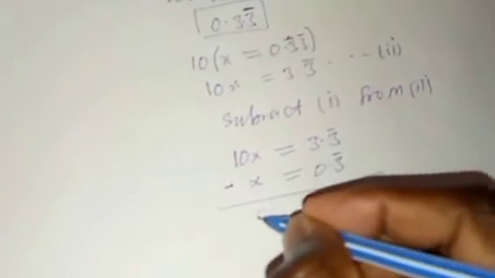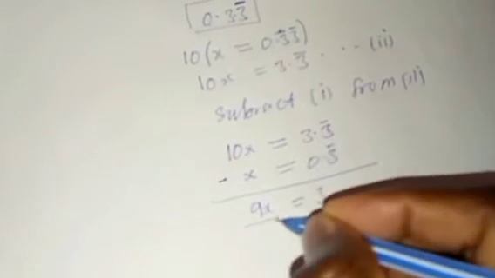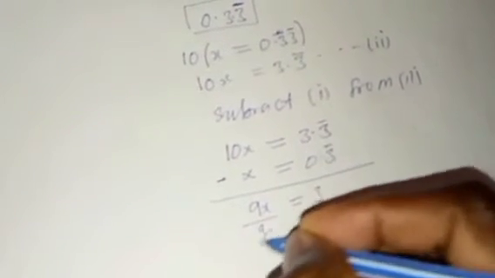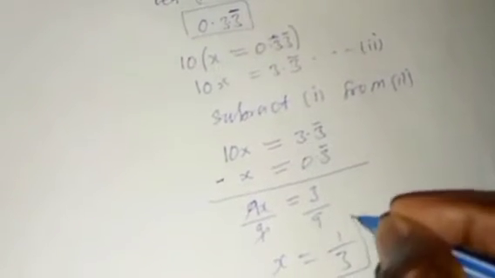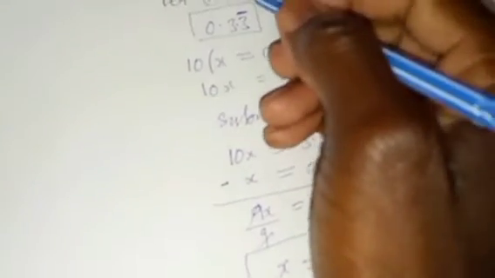When you subtract this, you're going to have 9x equal to 3. You divide throughout by 9, even here by 9. x is going to be 1 over 3. We end here, you don't continue from that side. Okay, that is it. It was just a simple introduction based on this question.